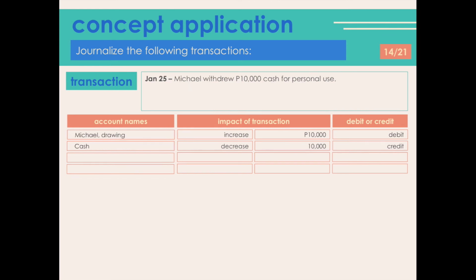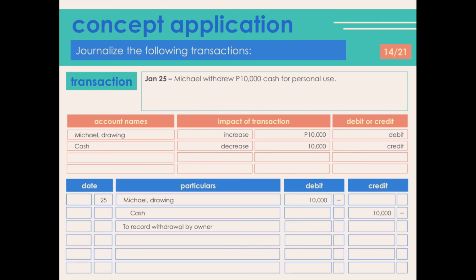January 25. Michael withdrew 10,000 pesos cash for personal use. Okay, here we see Michael and personal use. These words indicate that this is a transaction relating to the owner. What kind of transaction is this? It's a withdrawal, meaning there will be a decrease in Michael's balance. So we debit Michael drawing since this represents a decrease in the amount owed by the company to the owner, and credit cash, the value parted with, both for 10,000 pesos.